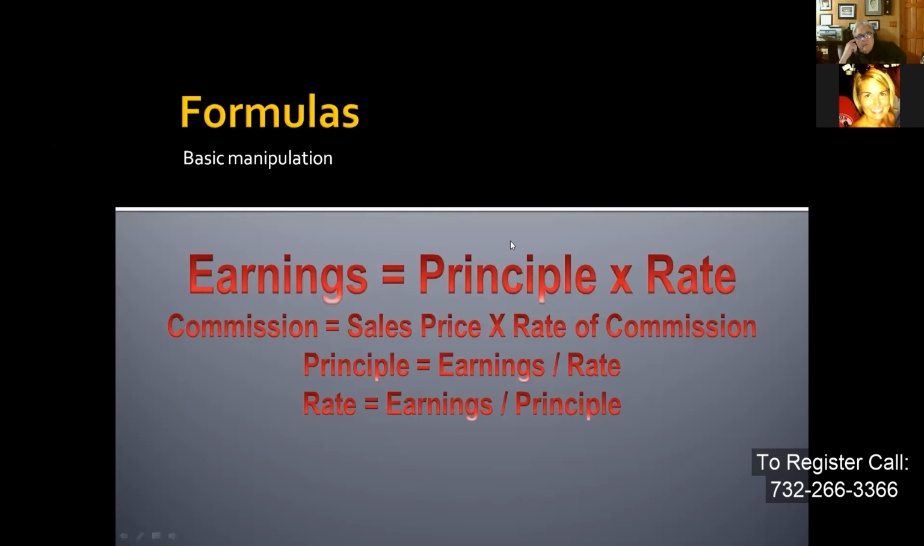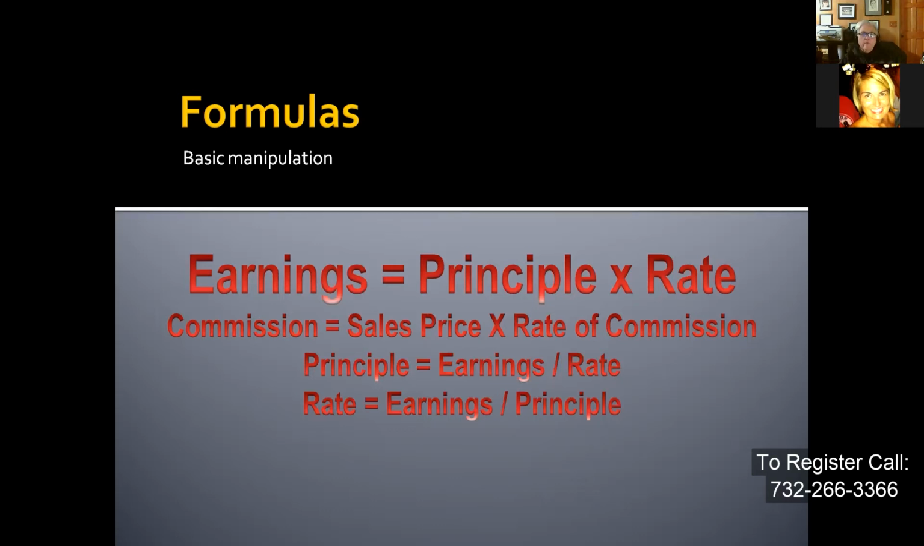All right, so math, again, 4 to 6 questions on the test are really not that hard. Some of the formulas, and somebody asked about formulas last night, and that's the one we always talk about: the amount of earnings is equal to the principal times the rate. If you put money into a savings account, the amount of money that you're going to earn on your savings account is equal to the amount of money you put in times the rate of your return that the bank is offering you.